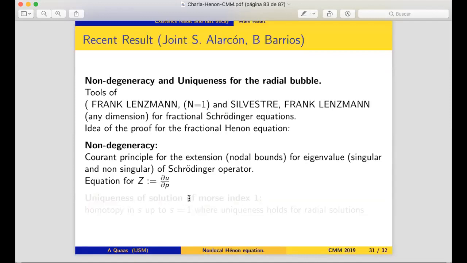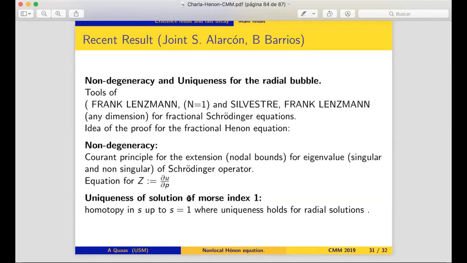And the other thing is then you can prove uniqueness for solutions of Morse index one. And that's the idea of Frank and Silvestri also. What do you do? Since you have non-degeneracy of your solution, you can continue by the implicit function theorem the branch up to s equal to 1, where you have uniqueness of radial solution. The uniqueness is just for radial solutions. Of course, it is open whether maybe there is no radial solution, of course, as in the result of Rossi and others.